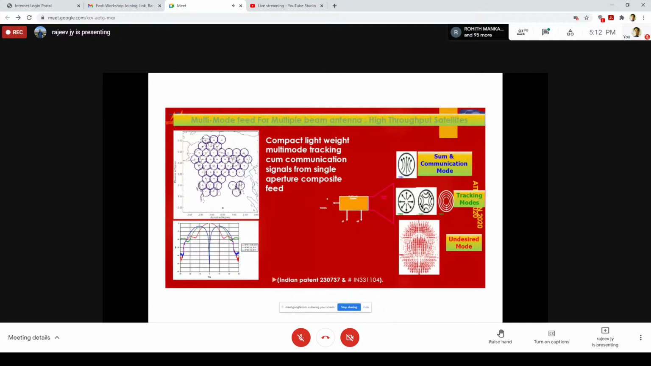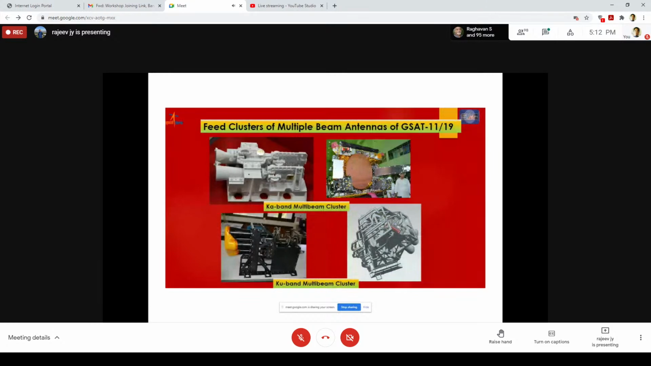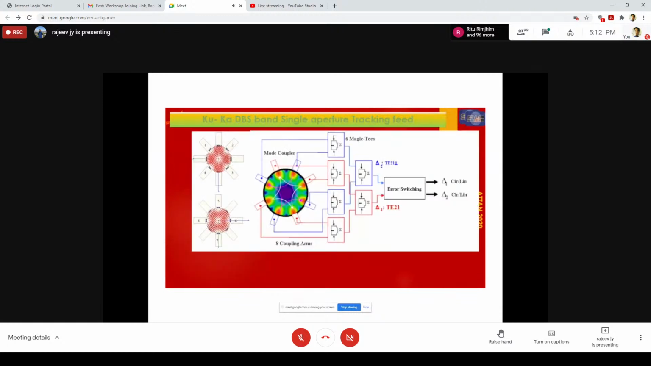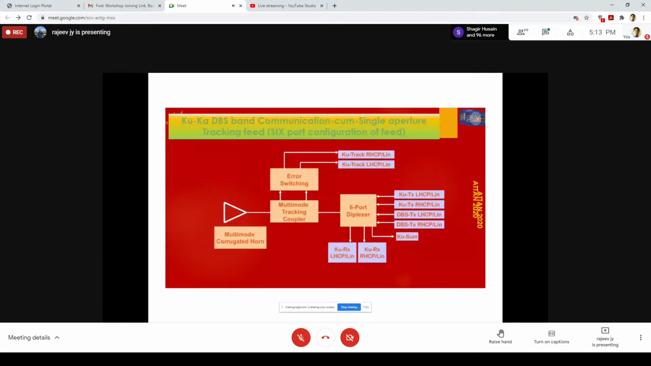But what we developed for this particular case, instead of 4 horns, was a single horn, and with a single horn, by generating different modes, we are able to get tracking modes which are able to correct the azimuth and elevation errors, with isolation between the modes. These were the various schemes which were implemented, and it is still working in space for GSAT 11, GSAT 19. And the same technology can be used for ground systems also.